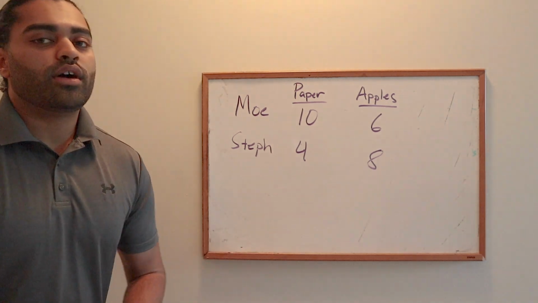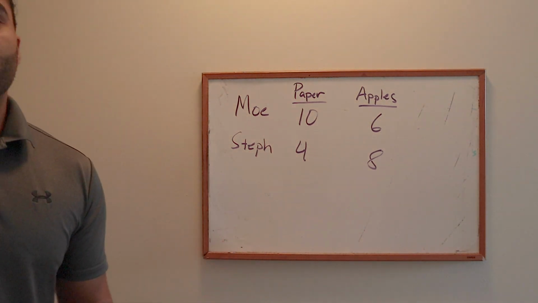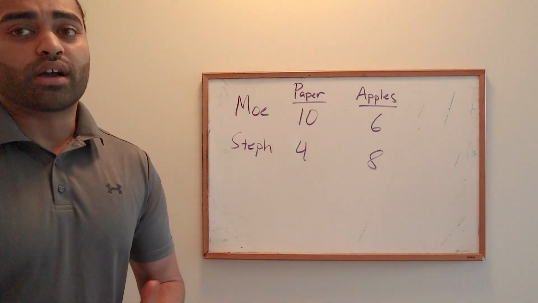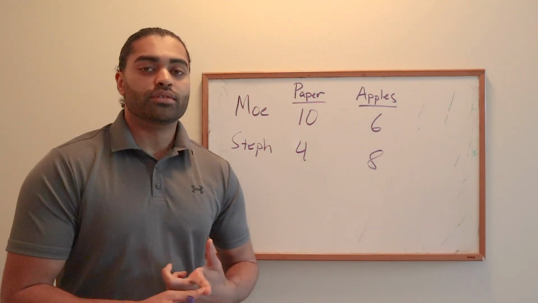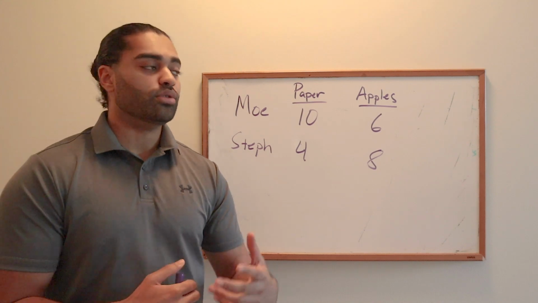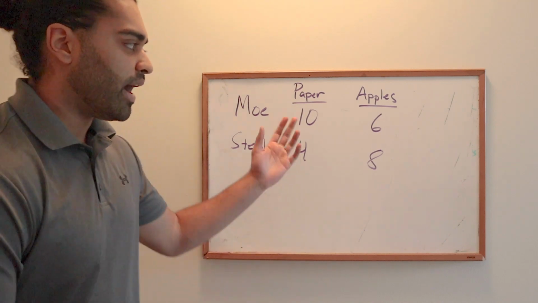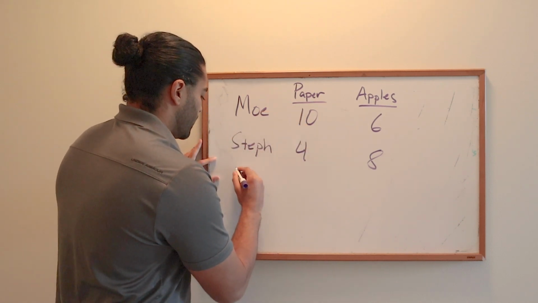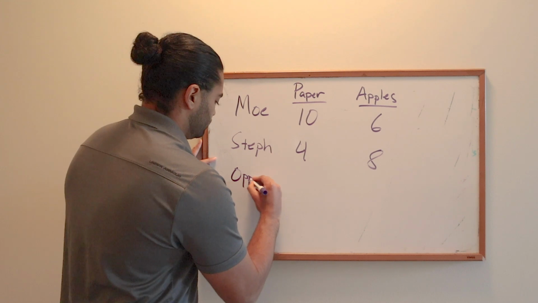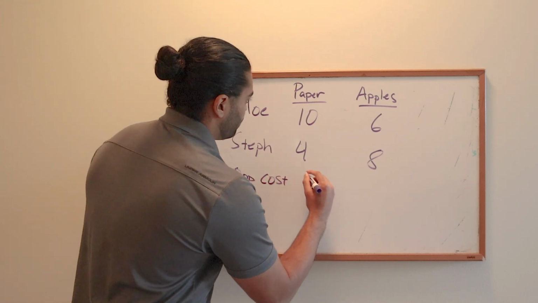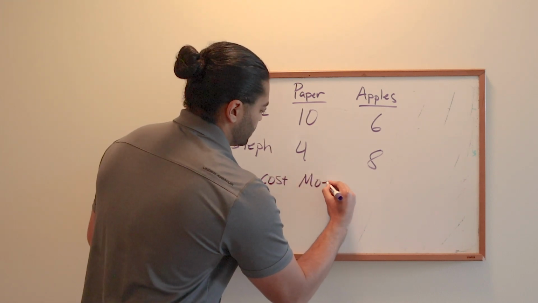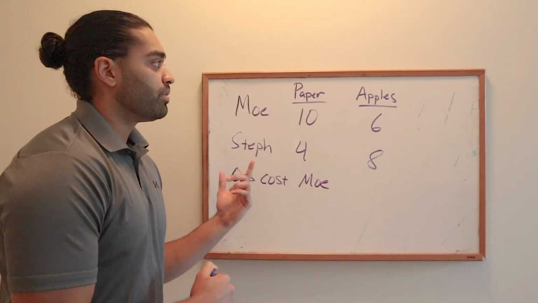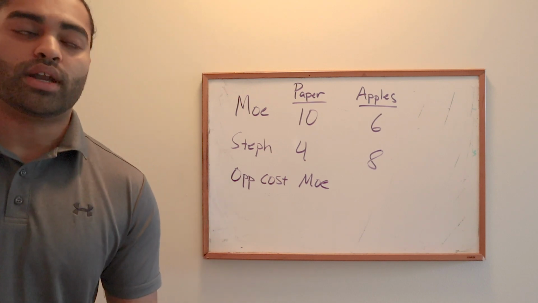Okay, so now we want to know what each individual gives up in order to produce something. So before we get to that, there's two other things we need to talk about too, absolute and comparative advantage. That ties into opportunity cost. And we'll talk about that after we do the calculations. So we're going to find out the opportunity cost for Mo first. So we want to find out how much does she have to give up to produce 1 paper, how much does she have to give up to produce 1 apple.